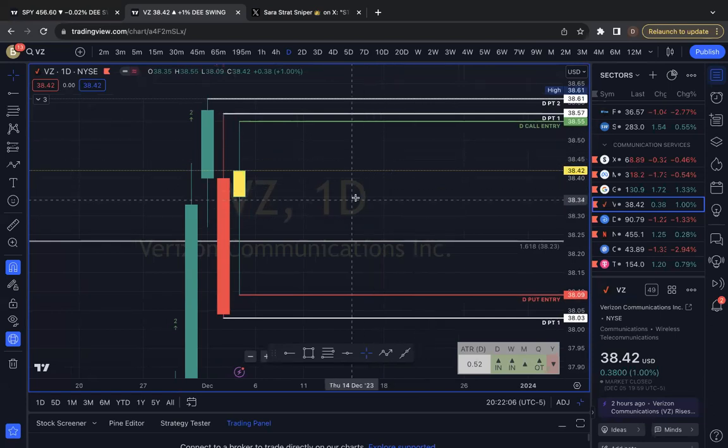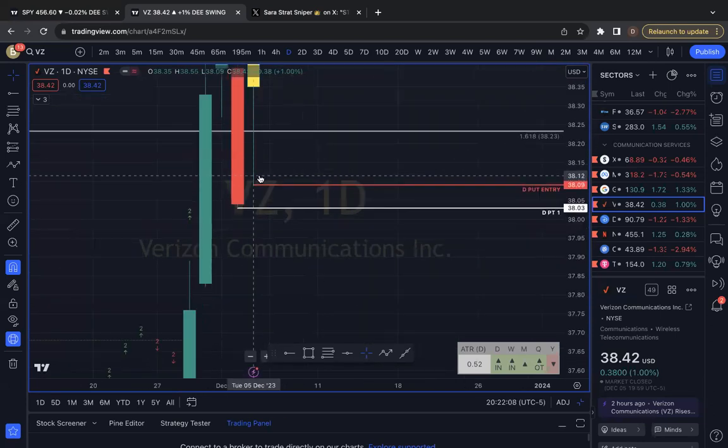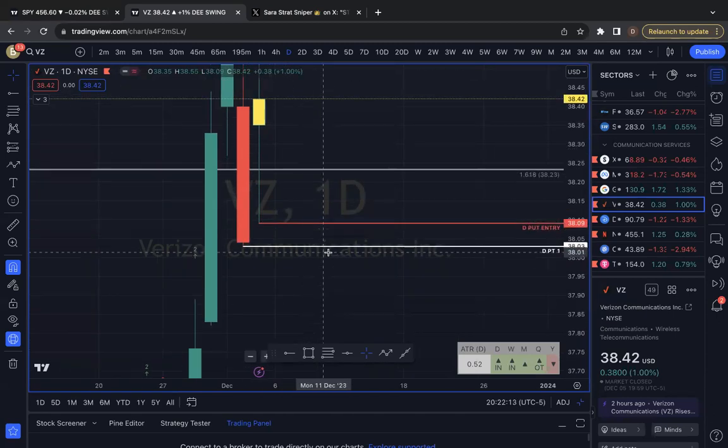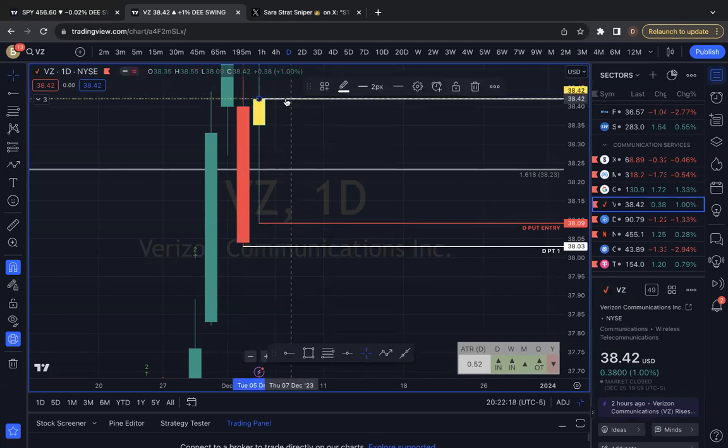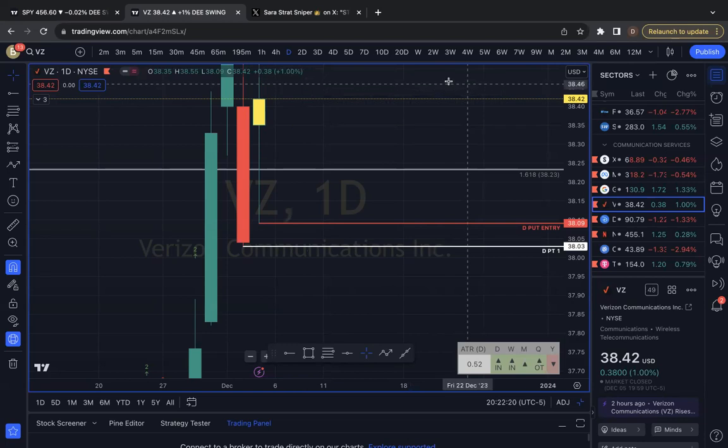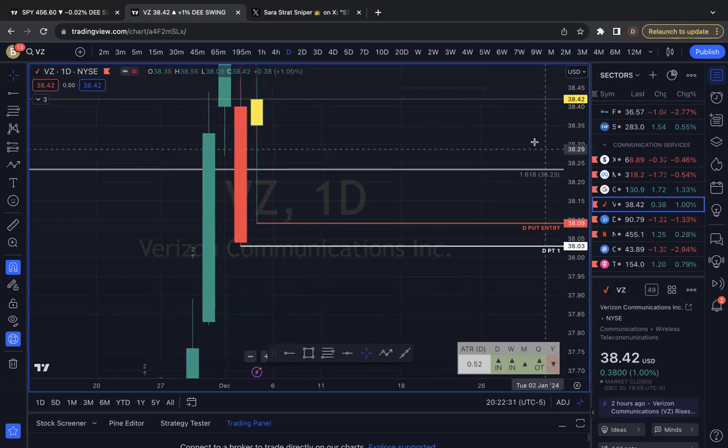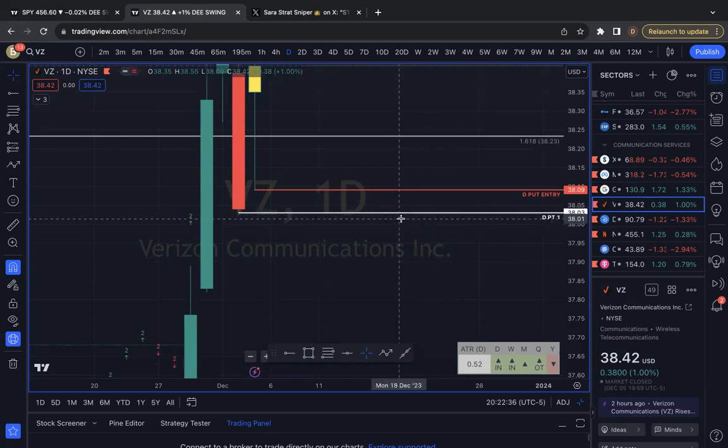So if I know that, let's say we go 2 down tomorrow for whatever reason. This is where this ticker closed, right there, at 38.42, and we go 2 down on a day. That's already a 33-cent drop right there. So just by us going 2 down on a day is a 33-cent drop. And then we have a 6-cent drop to daily PT1.